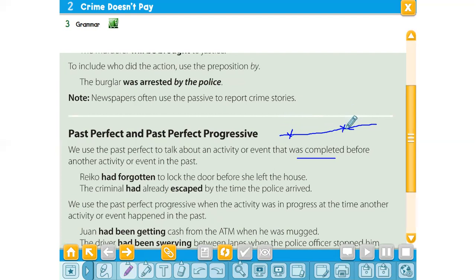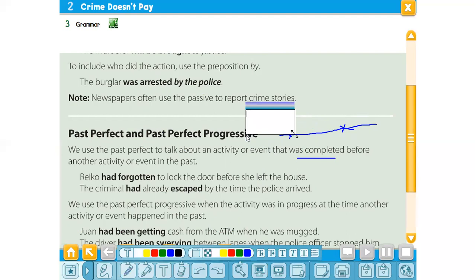For example, if I say there are two actions that happened yesterday. For example, I prayed al-Asr and I did my homework yesterday. But what about the first action? I prayed al-Asr. So I'll use the past perfect. I had prayed al-Asr before I did my homework. So we will use past perfect for the first action, okay?